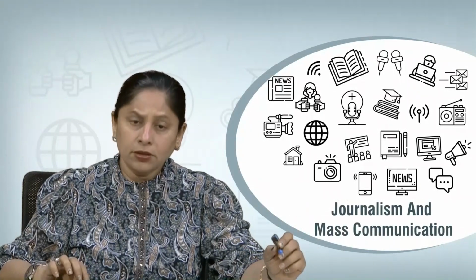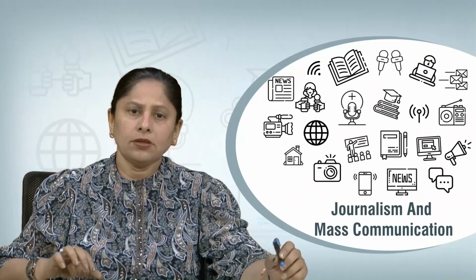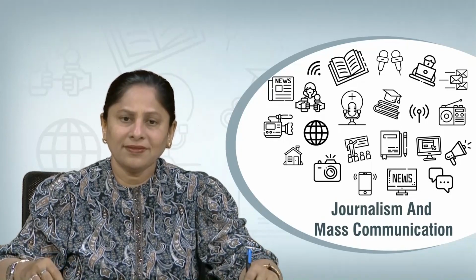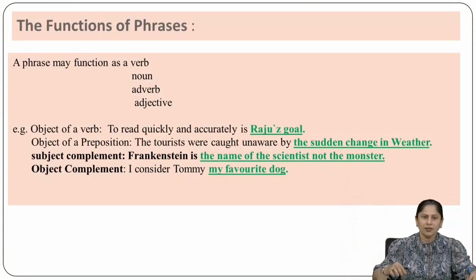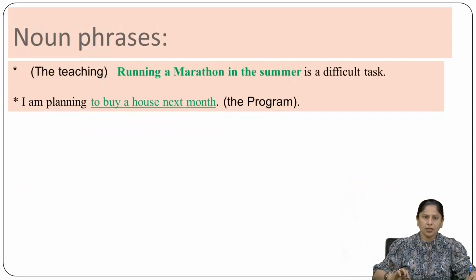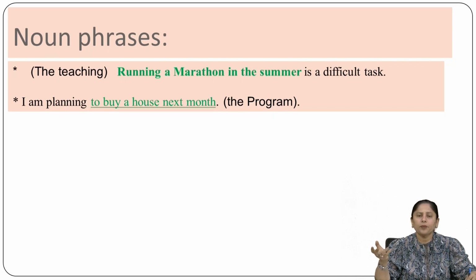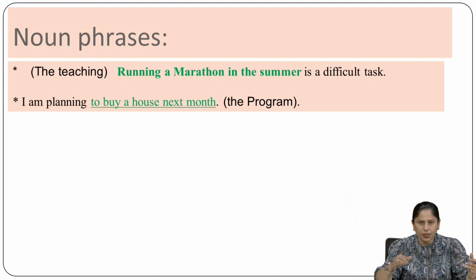Look. The last part we are going to understand. The last is the noun phrase. Running a marathon in the summer is a difficult task. Running a marathon in the summer, the whole part is a noun phrase, because if you try to remove the whole part and put in the words the teaching is a difficult task, you will understand that they are coming at the place of the noun. That's why they are noun phrases.